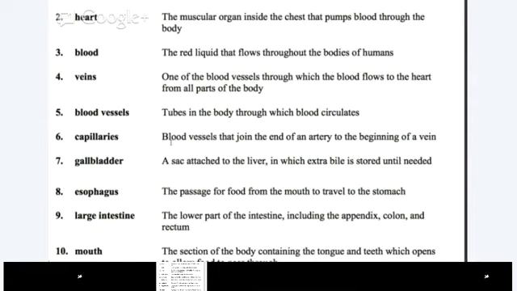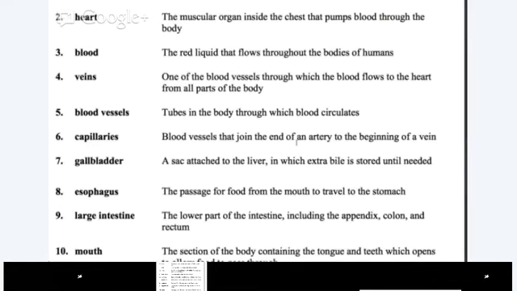Basically, blood flows through them. A capillary connects the end of an artery to the beginning of a vein. So when blood is done passing through all the arteries, it leaves the heart. It does everything that it needs to do, gives oxygen, gives nutrients, and then it has to go back into the heart. So it passes through veins, through capillaries, and the capillaries connect the artery to the vein, and then it goes back into the heart from the vein.